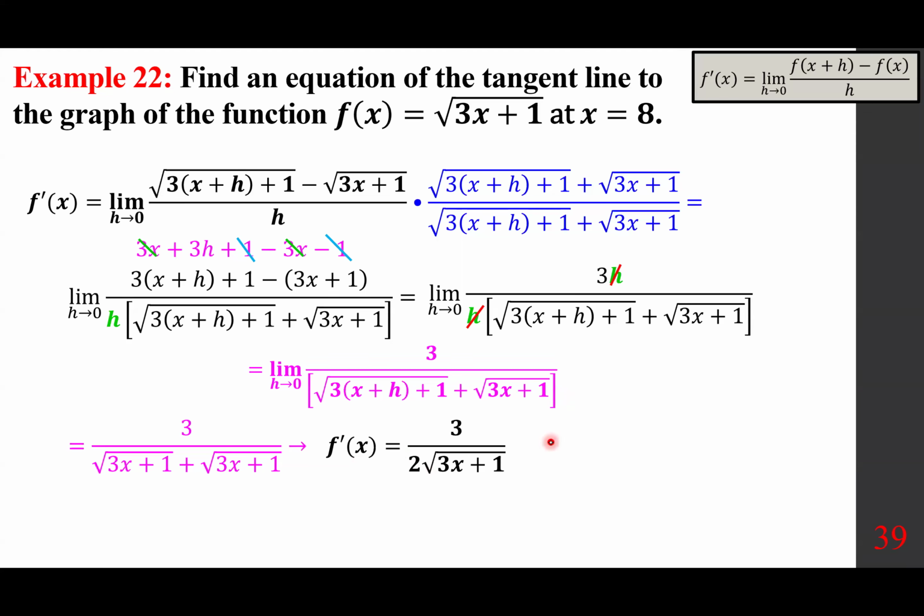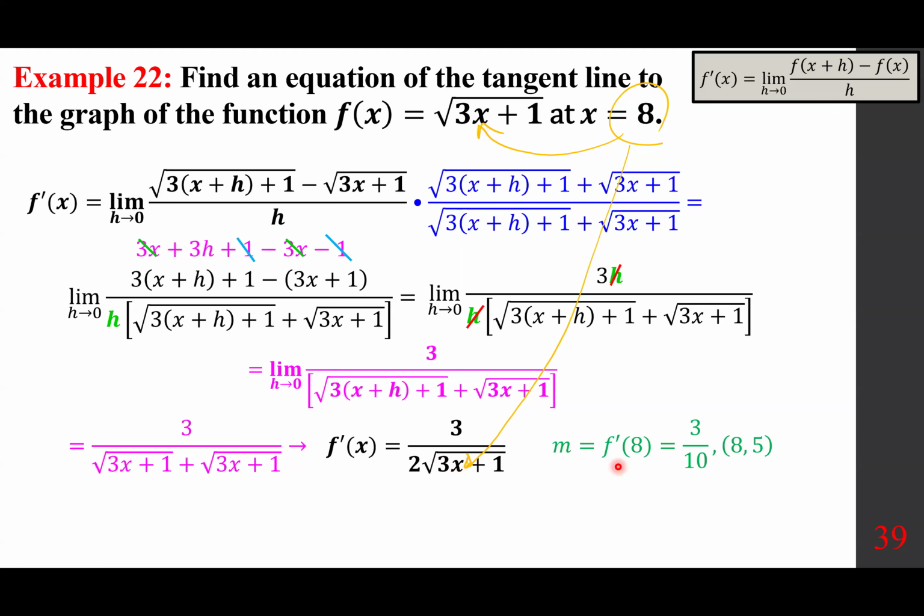Now, this is f prime of x, the derivative function. It is not the slope. What is the slope? When you plug in 8, it becomes the slope. So what are we doing? When we plug in 8, first of all, if you plug in 8 here, 3 times 8, 24, and 1 is 25. So it gives you 8 comma 5 because you need a pair. Secondly, you put it here. Again, this is 5. So 3 over 2 times 5. That means 3 over 10.